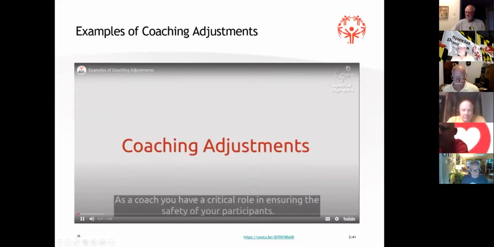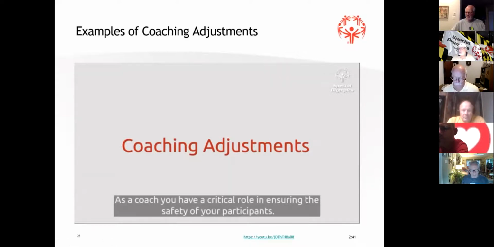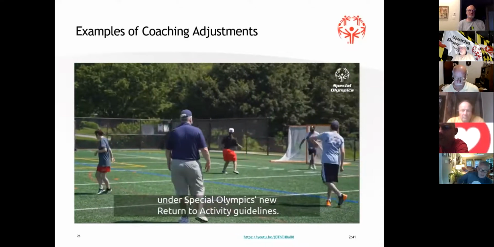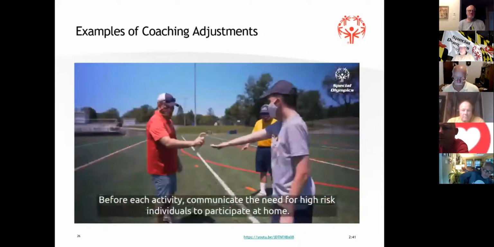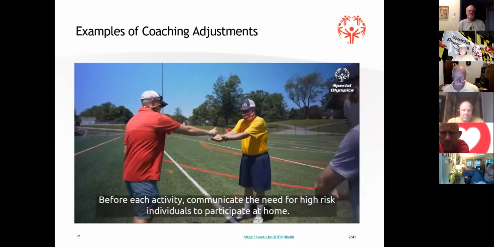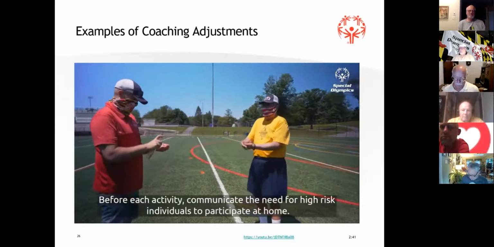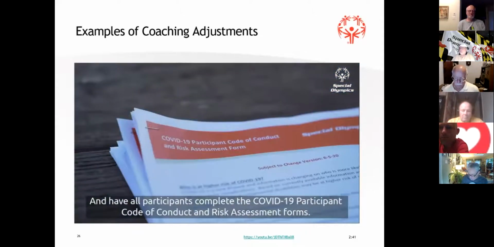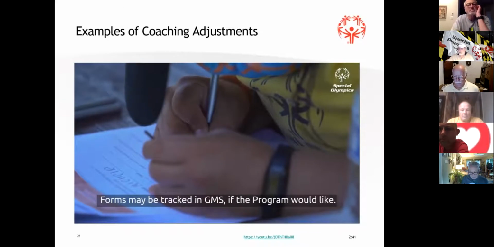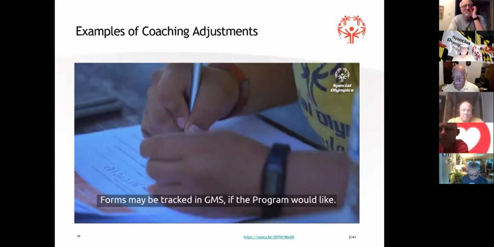As a coach, you have a critical role in ensuring the safety of your participants. It is necessary to adapt some of your coaching strategies to lead safe practices under Special Olympics' new Return to Activity guidelines. Before each activity, communicate the need for high-risk individuals to participate at home, and have all participants complete the COVID-19 Participant Code of Conduct and Risk Assessment forms. Forms may be tracked in GMS if the program would like.